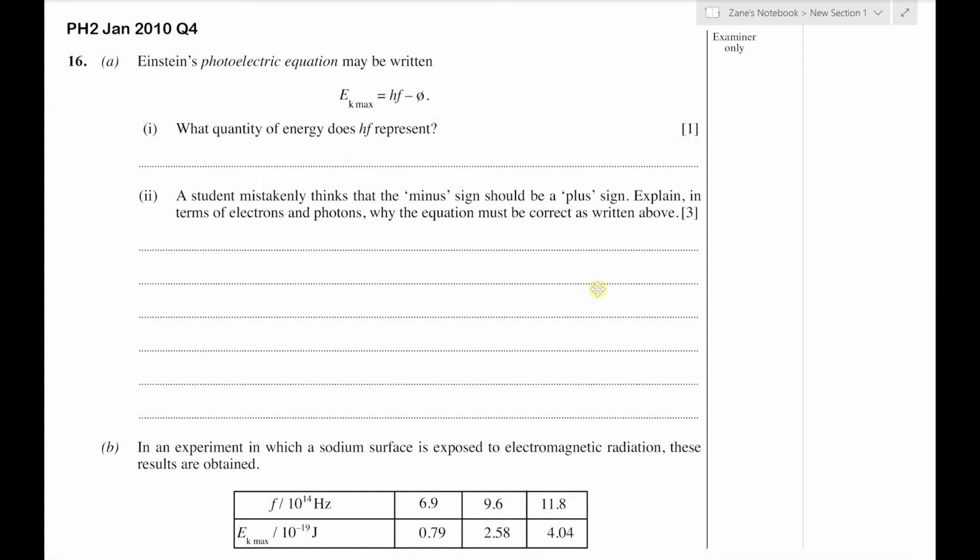And notice it says a quantity of energy, so writing down something like Planck's constant times frequency gets you nothing. We need to remember that hf is the energy of a photon. Next, the student mistakenly thinks that the minus sign should be a plus sign. We've got to explain in terms of electrons and photons why the equation must be correct as written above.